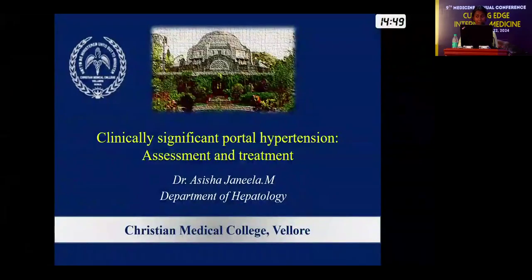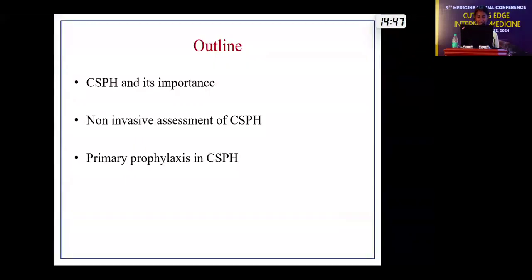So the topic given to me was clinically significant portal hypertension, assessment and treatment. I'm sure all of us are aware of it, so I'll just talk about a few updates. The outline for my talk is: what is clinically significant portal hypertension, what is its importance, non-invasive assessment of CSPH, and what is primary prophylaxis in CSPH.